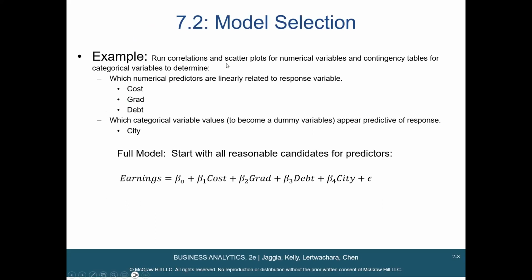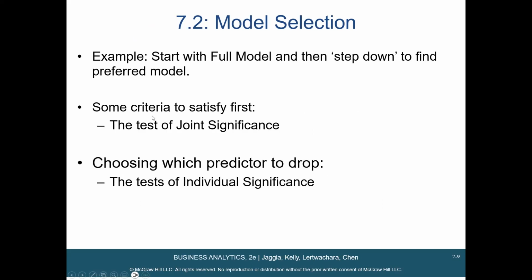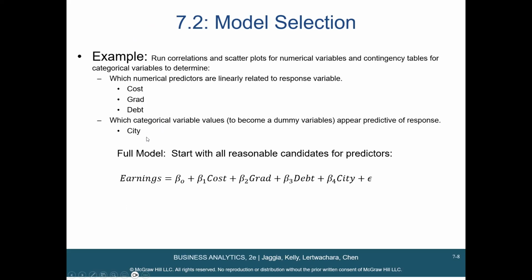Okay, so we're going to run correlation and scatter plots. We did that, and we found that the predictors were cost, grad, and debt, and I decided to keep debt, even though I have a little bit of a question mark with it. And then from the categorical contingency tables, we identified city. So the full model, which is where we're starting, is with cost, grad, debt, and city.